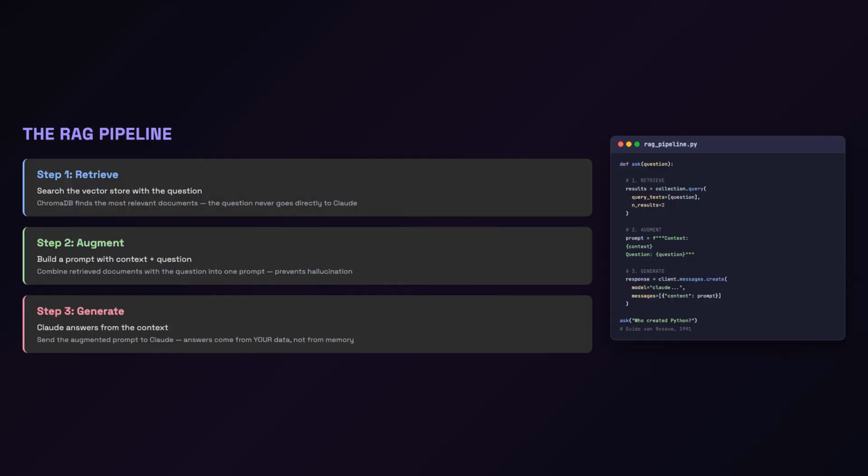Episodes 12 through 15 built the pieces. Text splitting, embeddings, vector store. Now we connect them. Retrieve, augment, generate. The complete RAG pipeline. The pattern behind every AI Q&A app.